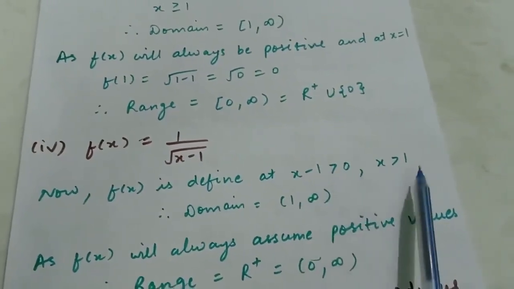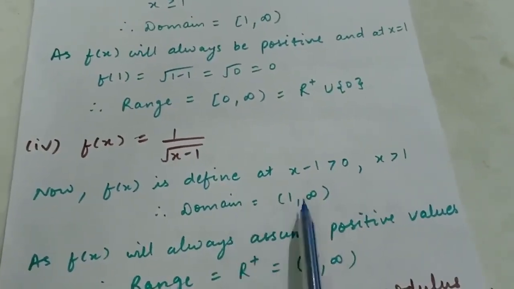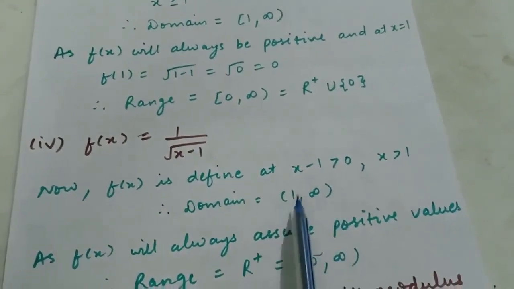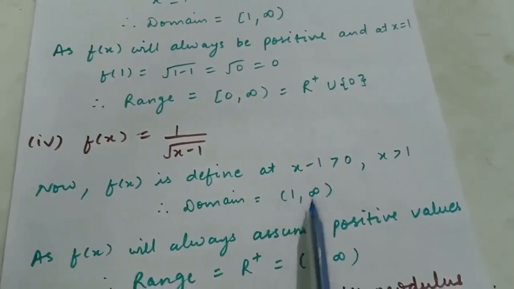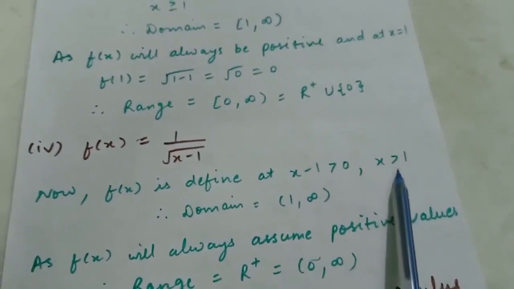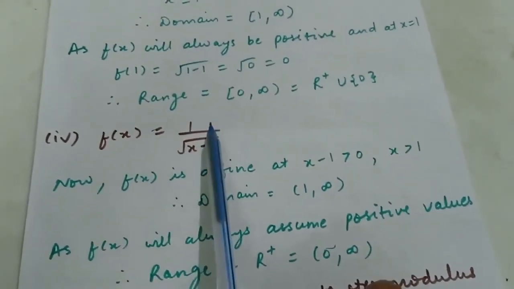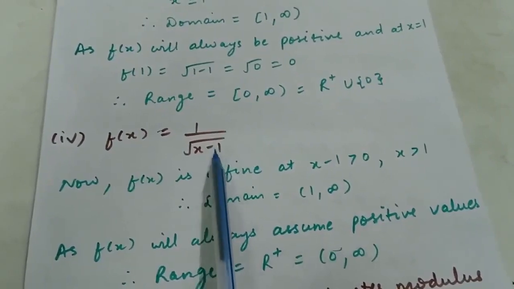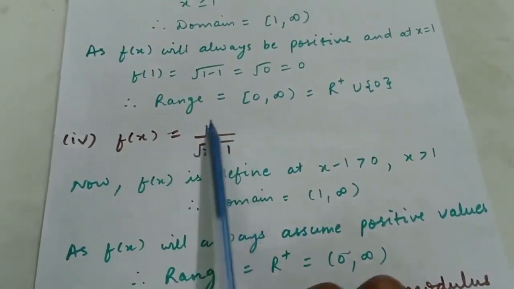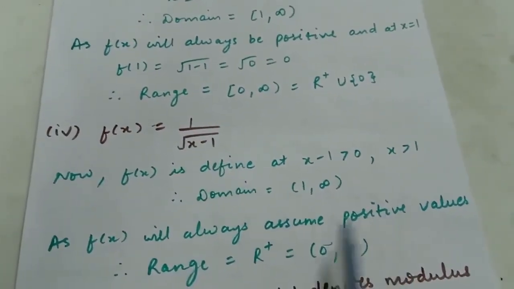That is x is greater than 1. So domain is from 1 to infinity. And here at 1 also round bracket will come because 1 is not included. X is greater than 1. As 1 is positive, root will also come positive. So this complete f(x) will assume positive values.